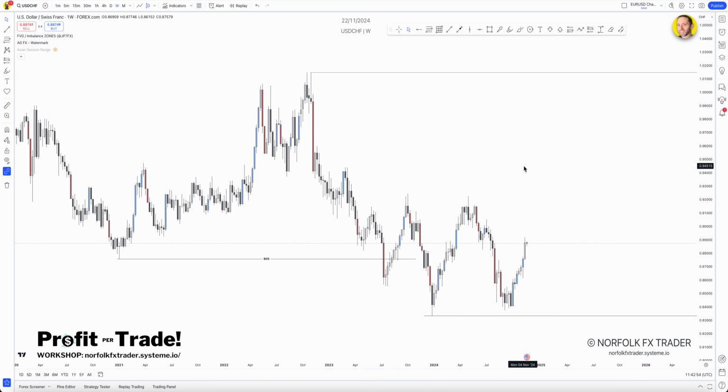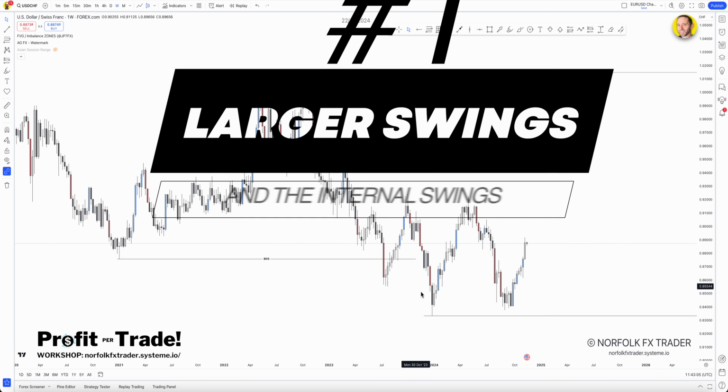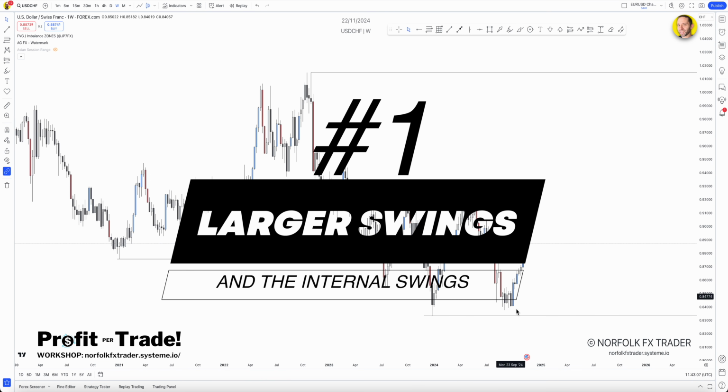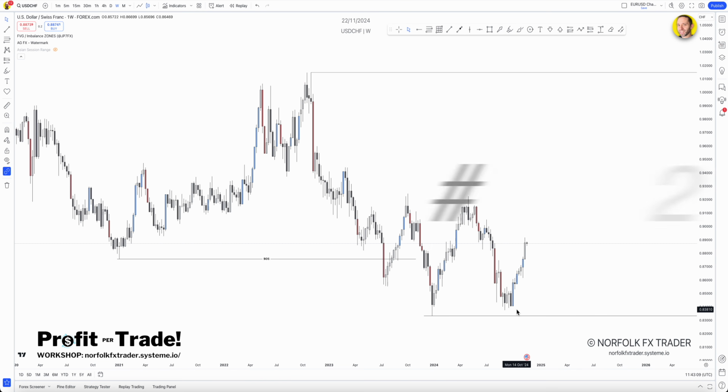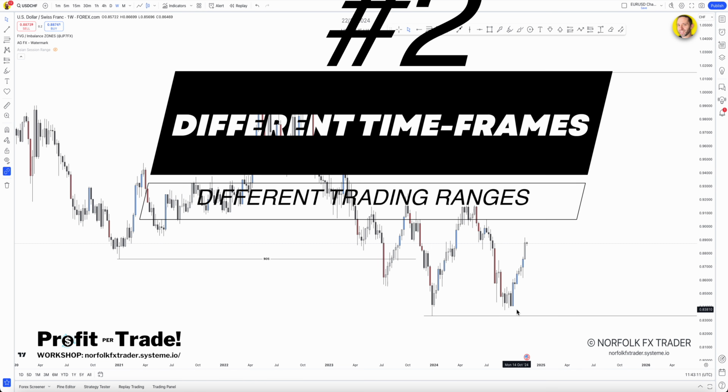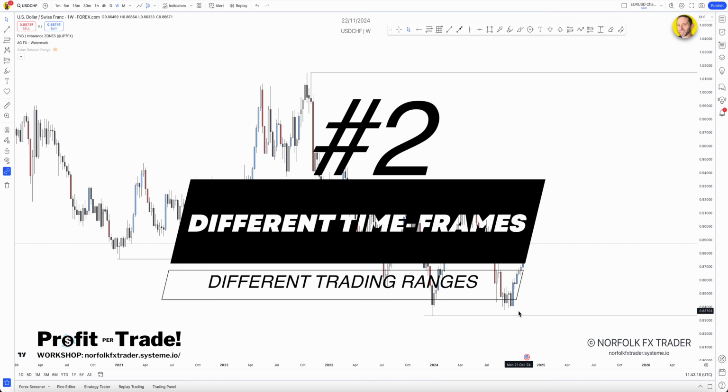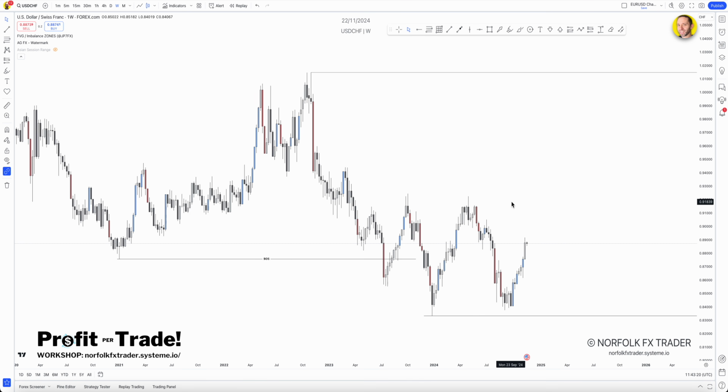start to identify internal areas in the market. So now we have multiple time frames helping you to identify two things. One, the current larger swings in the market and your smaller internal swings. And two, it's also going to help you to identify how the different time frames will have different trading ranges. So what do I mean? Let's go through this chart.